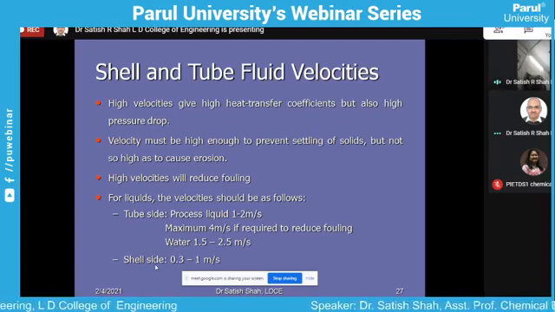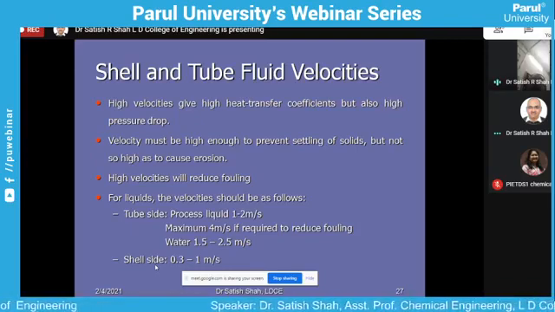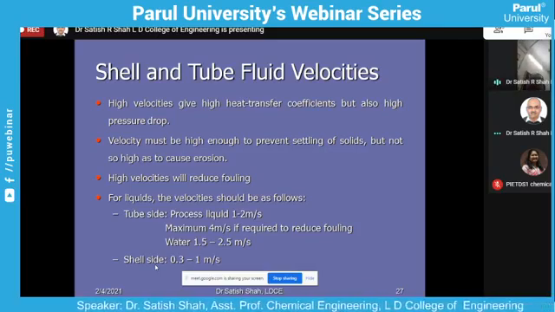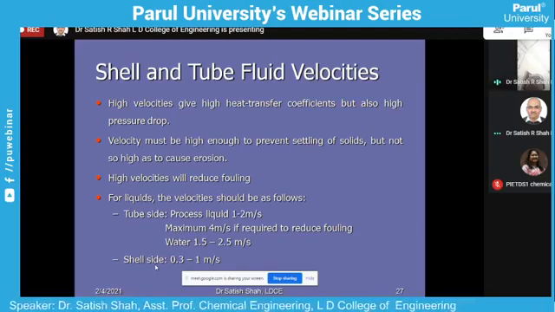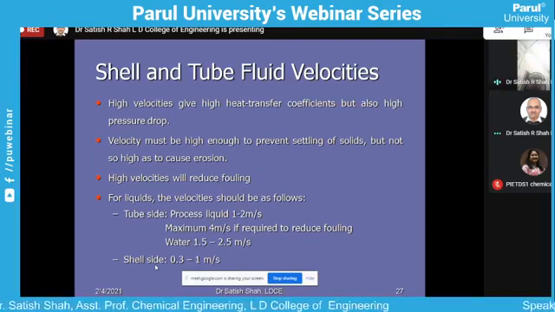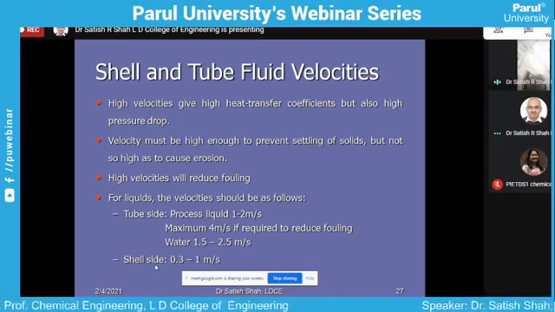Then there are certain limitations on velocity. Suppose we have a tube side fluid, and suppose it is water. Mostly we'll be using water for cooling purposes on the tube side. In that case, it is better that you maintain the velocity of the tube side fluid between 1.5 to 2.5 meters per second. For a general process fluid on the tube side, you keep the velocity at 1 to 2 meters per second. Similarly, for the shell side fluid, keep the velocity at 0.3 to 1 meter per second.